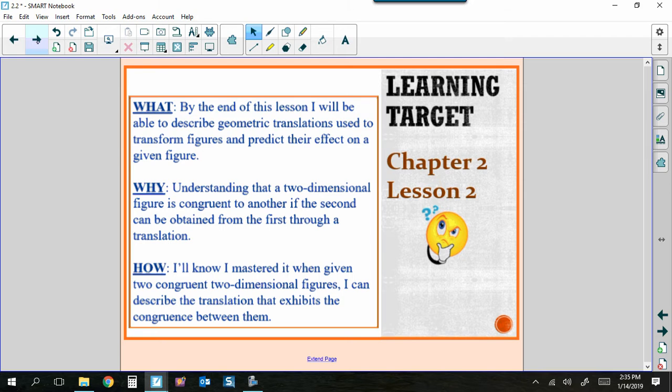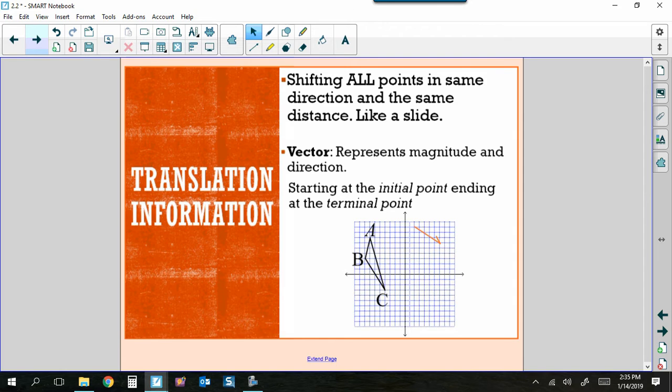All right, let's go ahead and get started. A translation is when you shift all points in the same direction and the same distance, like a slide. So please fill in shifting all points in the same direction and the same distance. You can think of a translation as a push or a shove. If you move a piece of furniture in your house and you sit down on the floor and push it with your feet because it's so heavy, you are actually translating it across the room.